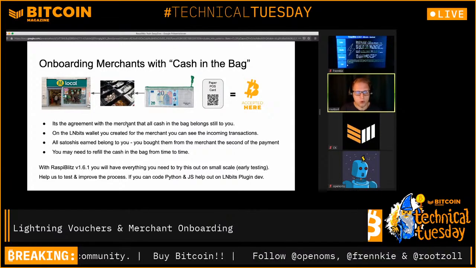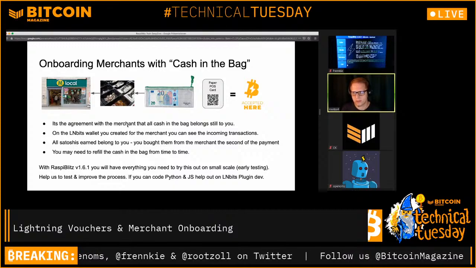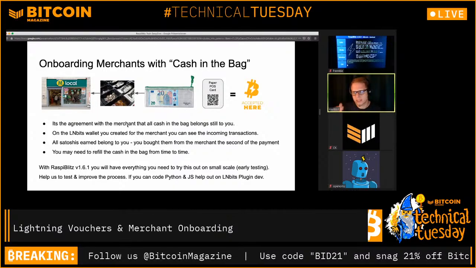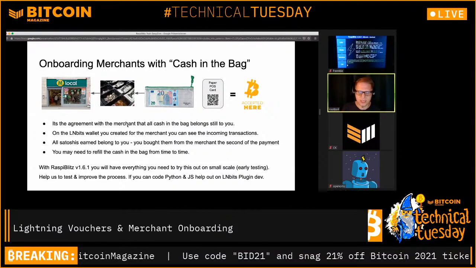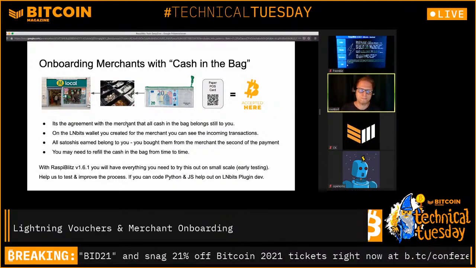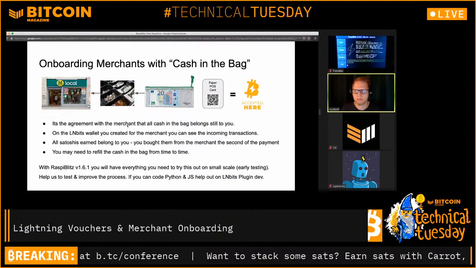On the LNbits wallet you created, you can see the incoming transactions. Every time somebody pays at the store, because it's paid to your Raspiblitz and into that LNbits account, you can see in the listing of transactions that TPOS paid that amount of Satoshis. And the good thing is, every Satoshi that's coming to your Raspiblitz is your Satoshi, because you reimbursed the merchant, who was able to take the cash out of the bag and put it in his register. So all Satoshis are now yours.